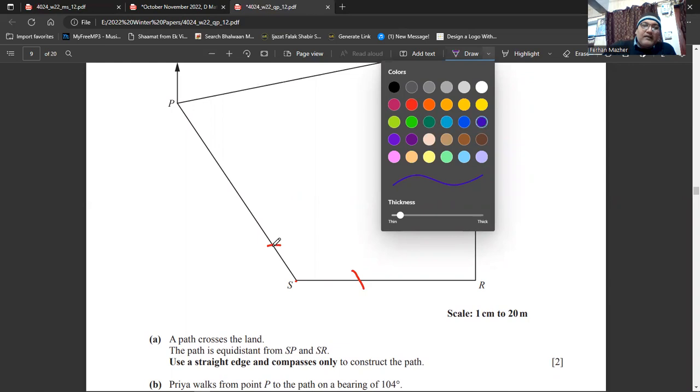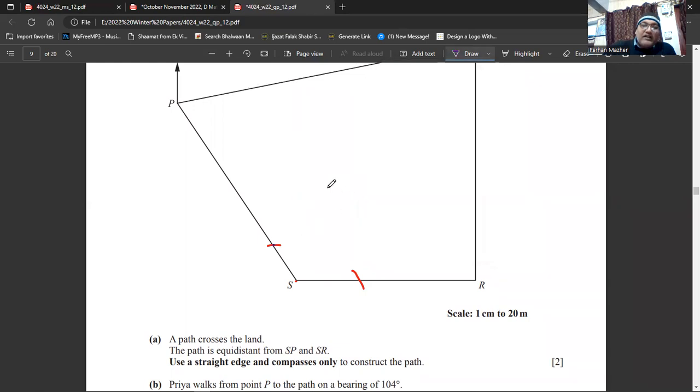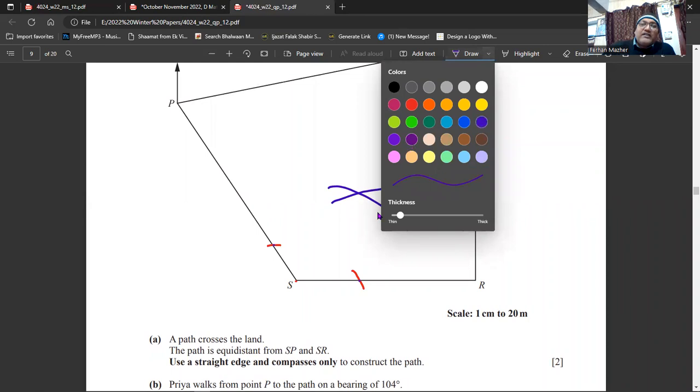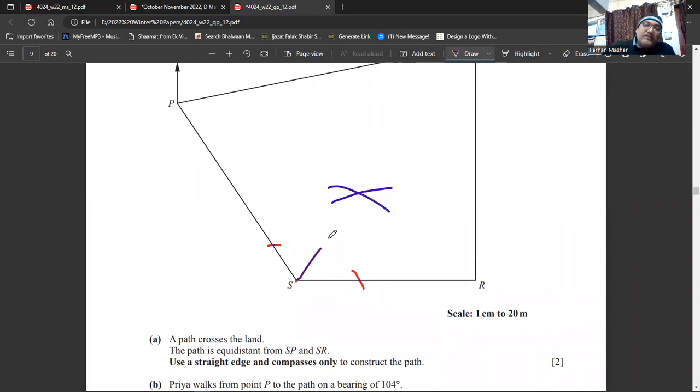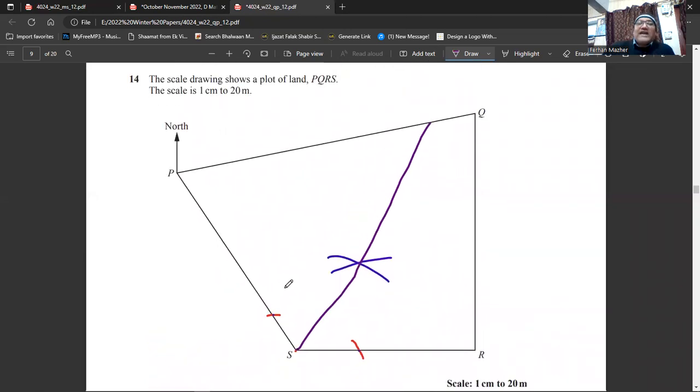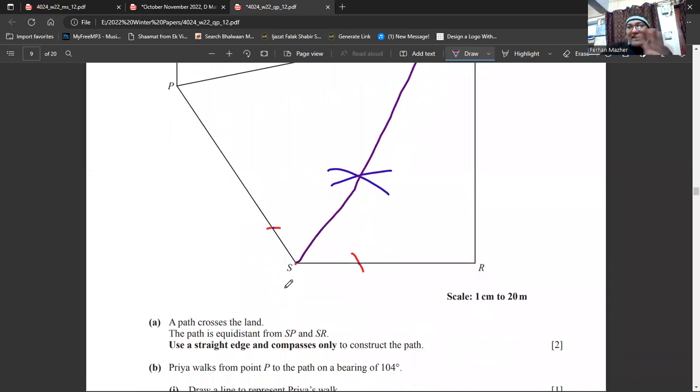And you draw an arc here, and then you put the needle of your compass here, and you draw an arc here. And what you do then, you join this point with this, and you draw a line. Okay, so that is your angle bisector. I have done this actually, but I'm just trying to show you.